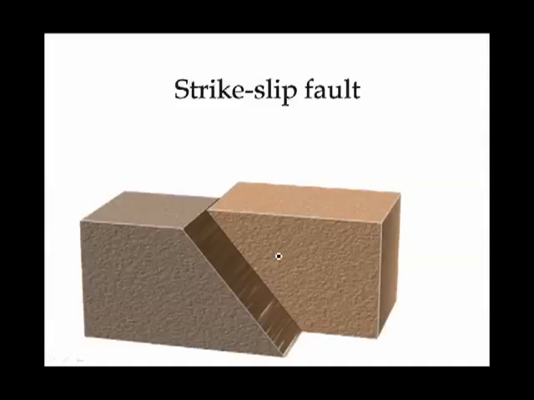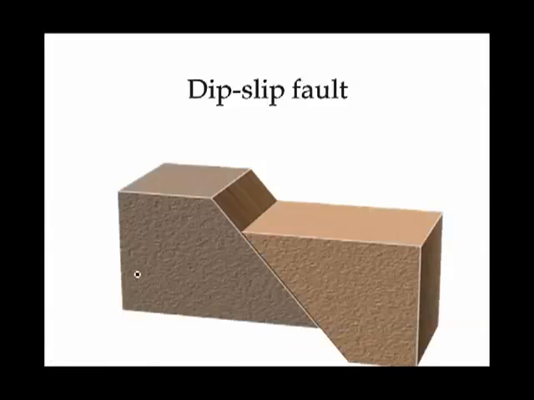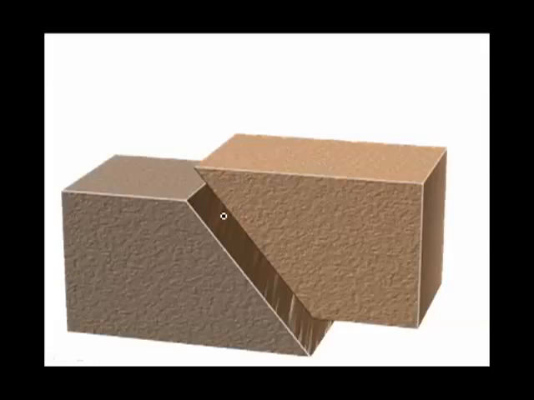So if you have a strike-slip fault, that means the movement has occurred along the strike. In other words, that would be horizontal movement. Whereas in a dip-slip fault, the movement went down the dip. And an oblique fault means that you have both strike-slip and dip-slip movement at the same time.